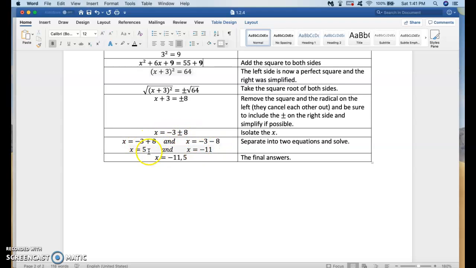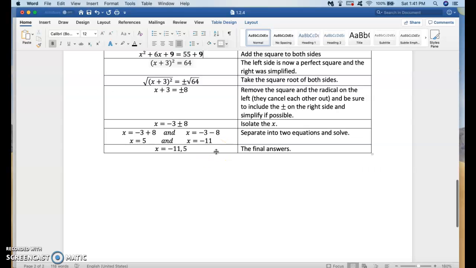Negative 3 plus 8 is 5. Negative 3 minus 8 is negative 11. These are your two actual solutions to the problem. So that would be the answer that you would plug in for this problem.